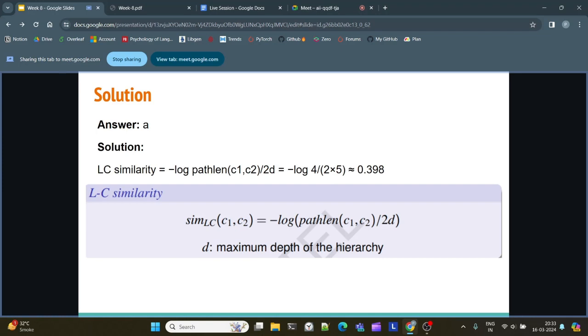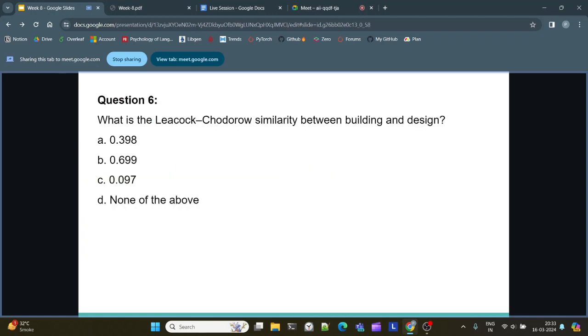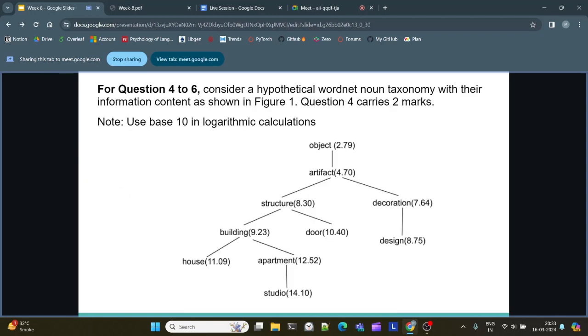How has the maximum depth of five been identified? You see, object to artifact is one edge, then artifact to structure, structure to building, building to apartment, apartment to students. These are 5 edges, right? 1, 2, 3, 4, 5, and that is the maximum depth. From the root till the last leaf node we have to consider. Yes, yes, okay.